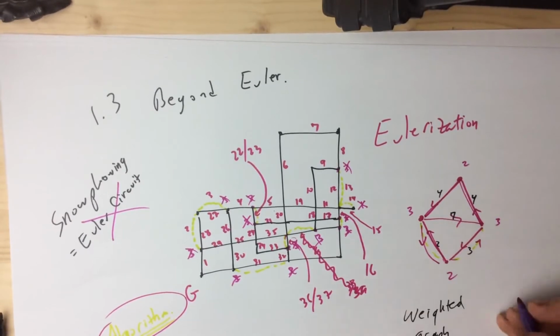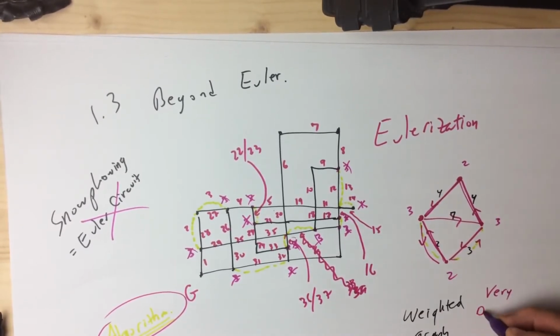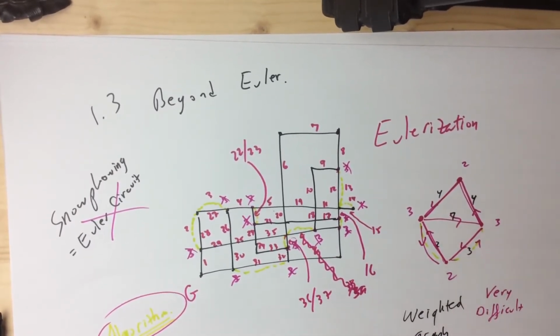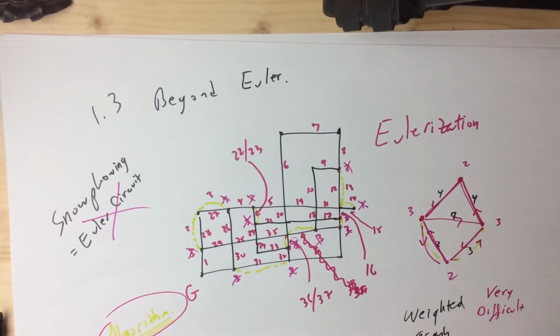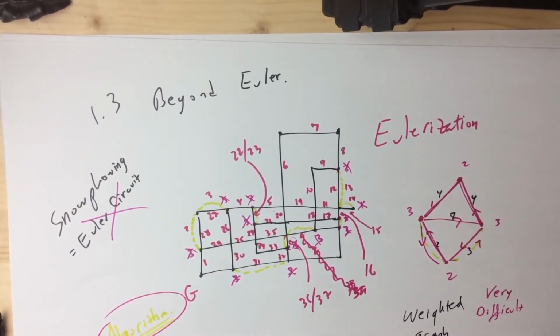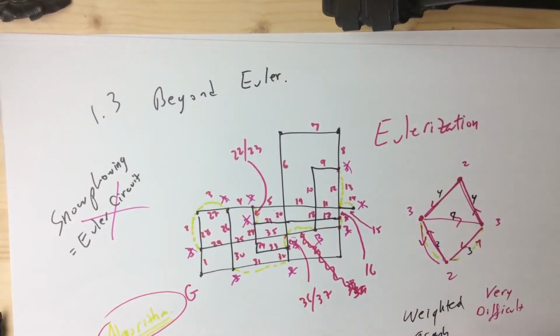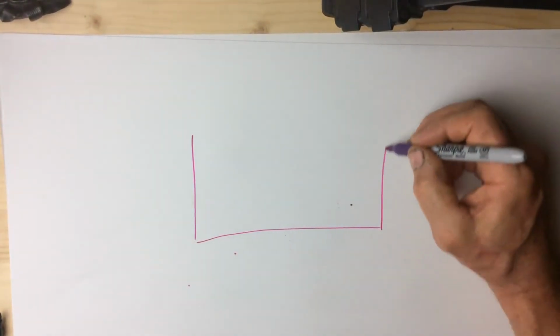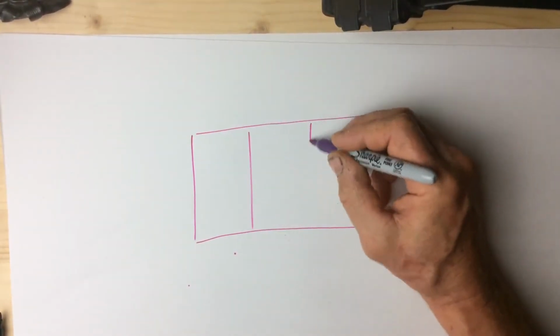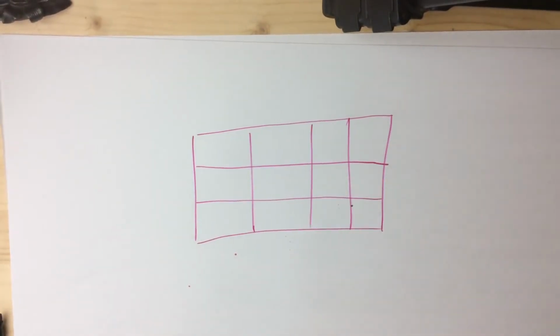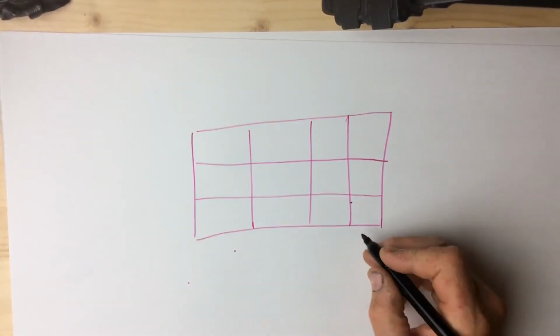This type of Eulerization is very difficult. And we do not have a good algorithm for it. That's a tough problem. And we won't cover weighted graph Eulerizations as a general concept. But an Eulerization of a regular graph, you bet we're going to do that. So let's do a very simple, we call these street maps. And let's put in the odd vertices.